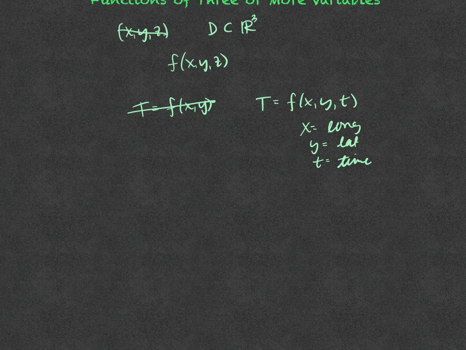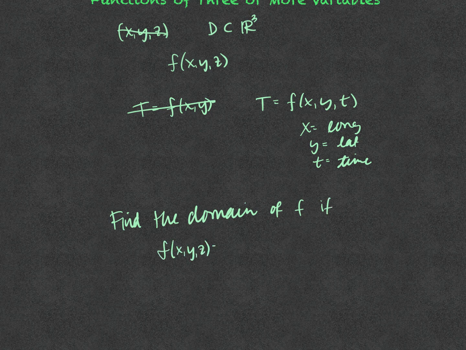So an example says find the domain of f if f of x, y, z is the natural log of z minus y plus xy sine of z. Notice we're moving into our multivariable calculus. That's what calculus 3 is.